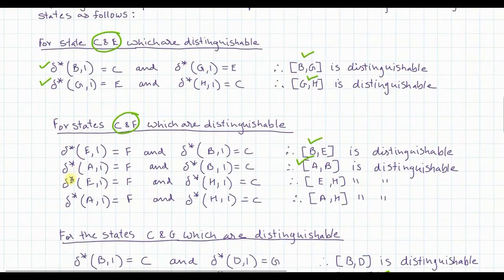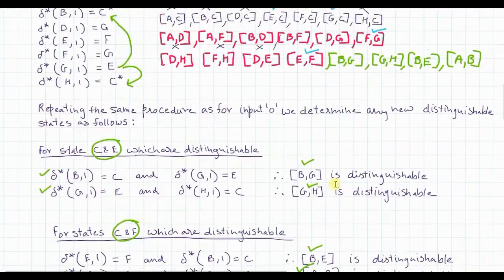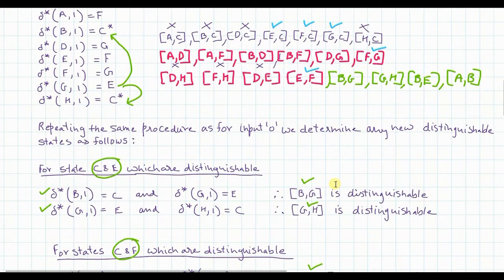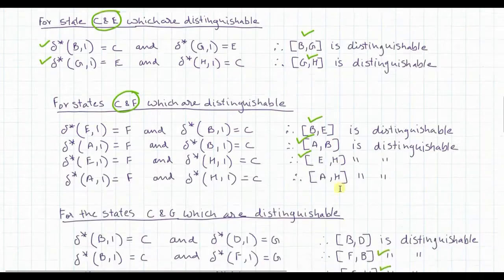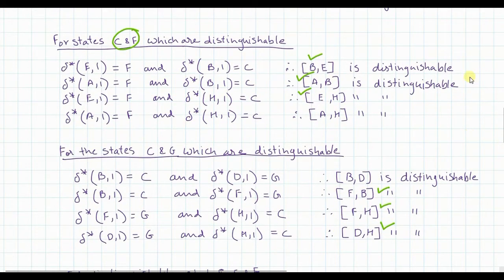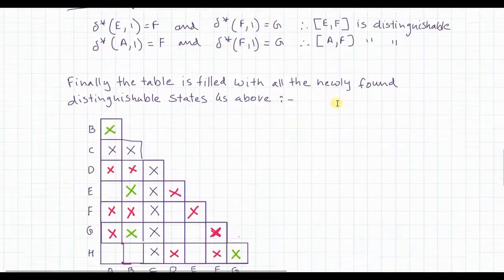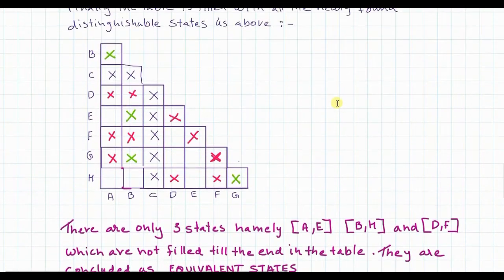Similarly, the third combination, E on 1 gives you F, H on 1 gives you C. That's why E comma H is also found to be distinguishable. So I will be adding E comma H, that is this here, and in the table I'm going to mark E comma H or H comma E. Now E comma H is not possible to mark. H comma E, let's see. H comma E will give you this cell. So I'm going to mark this cell with X.